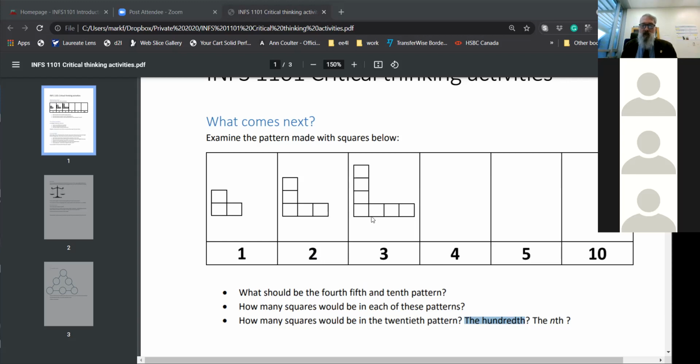Or you could say 1 plus 2n. Or you could say 1 plus n, right? Because 1 plus, take the number n up there, and then take the number n that way. So maybe that would even be better. 1 plus n up plus n right.